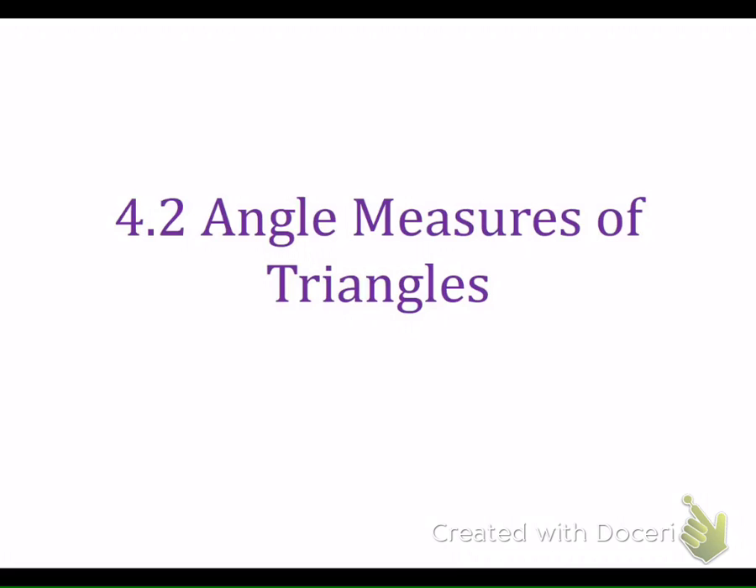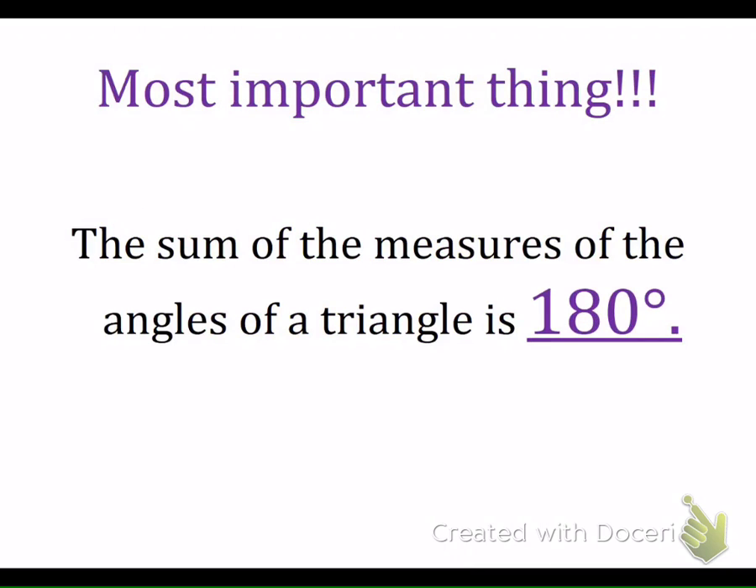This section is all about angle measures in triangles, okay? So here's the most important thing over the next 2 days. The sum of the measures of the angles of a triangle is 180 degrees. So when you add the three angles, you should get 180 degrees. Any questions so far? No, ma'am.